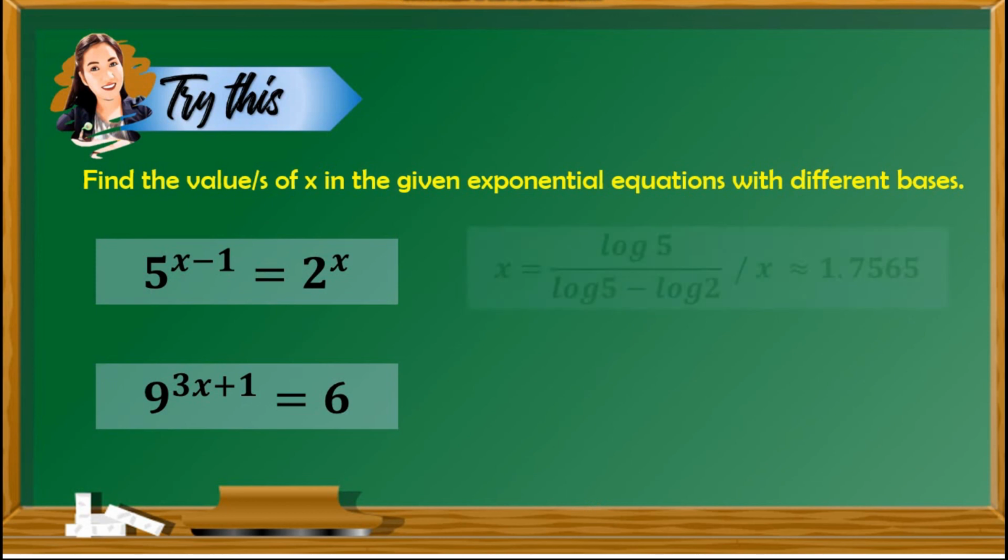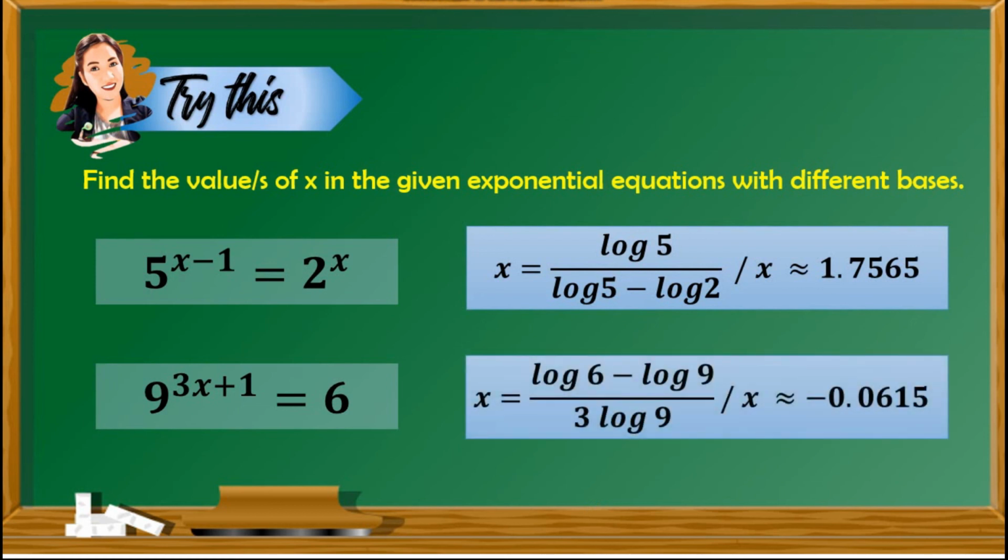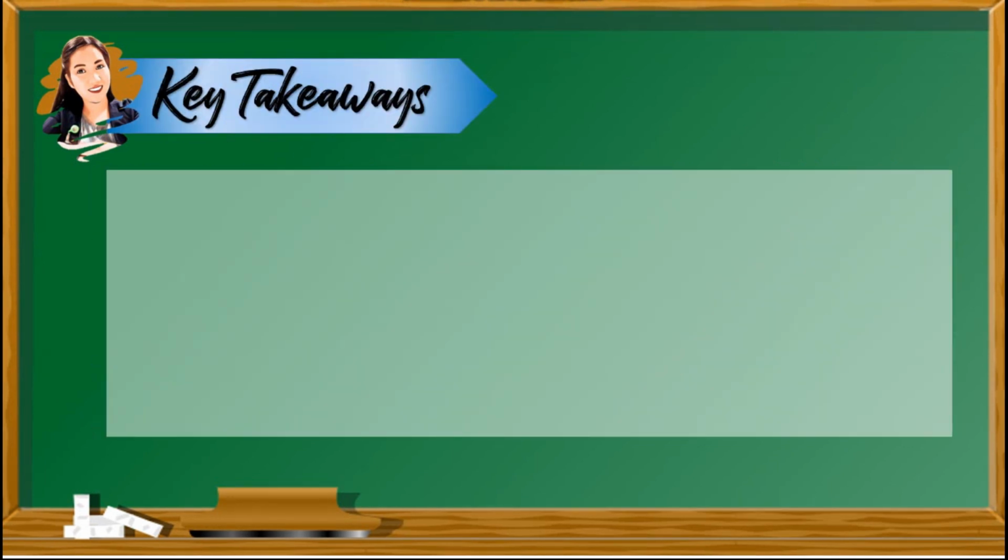Let's check your work. First one, the answer is 1.7565. And second, the answer is negative 0.0615. Did you get these answers? If yes, great job! Here are the important things that you need to take note in this lesson.